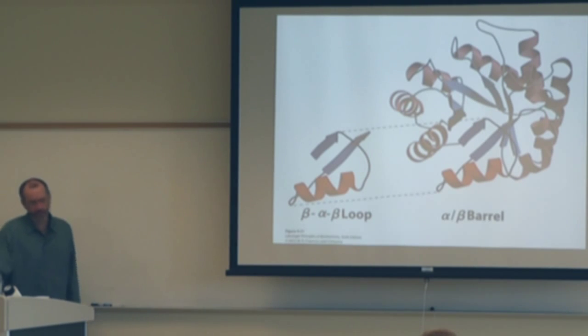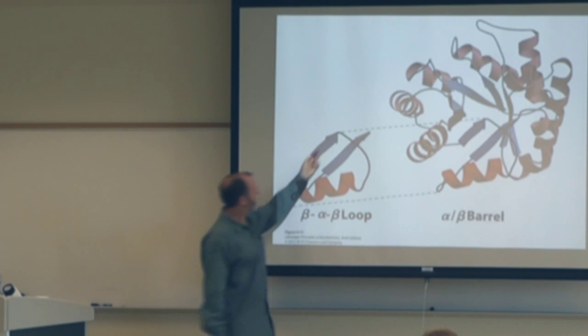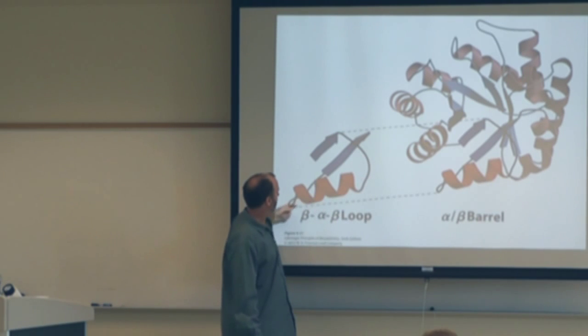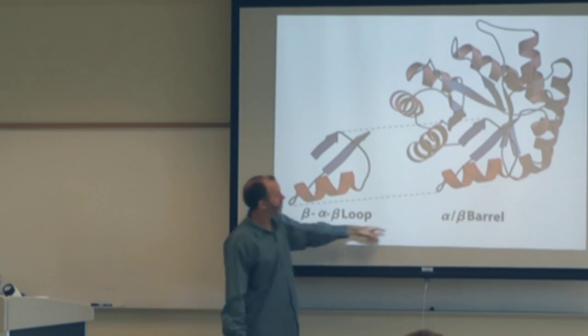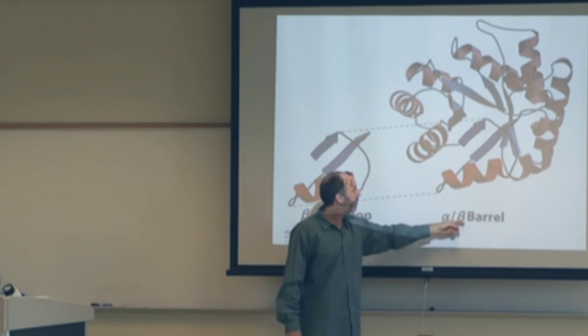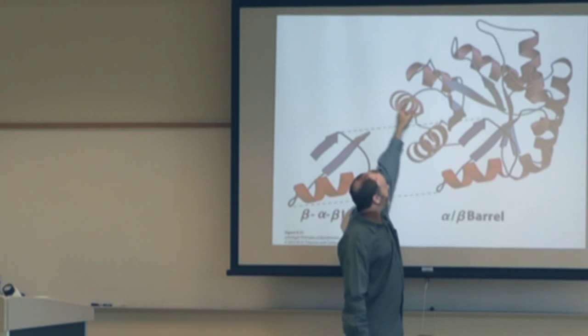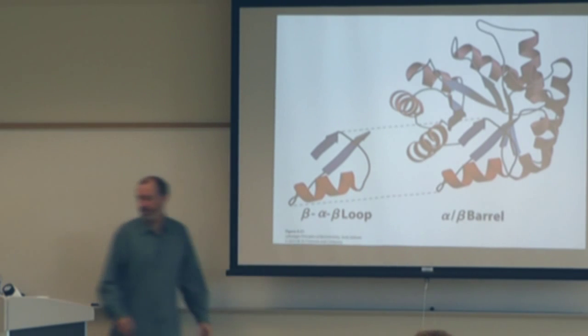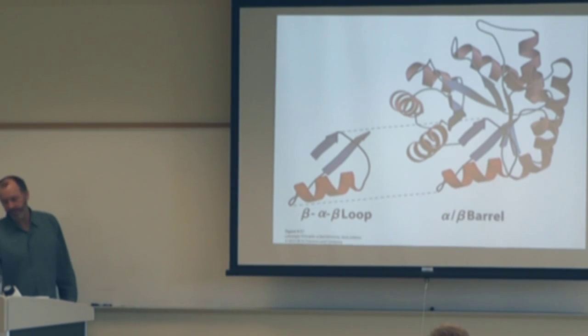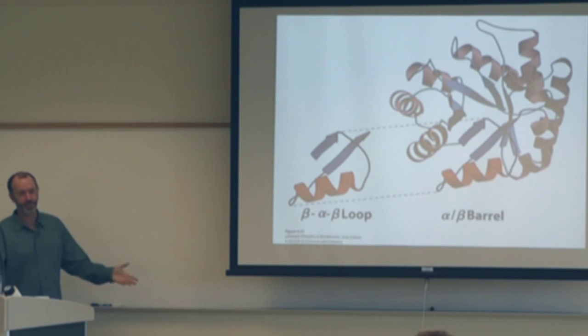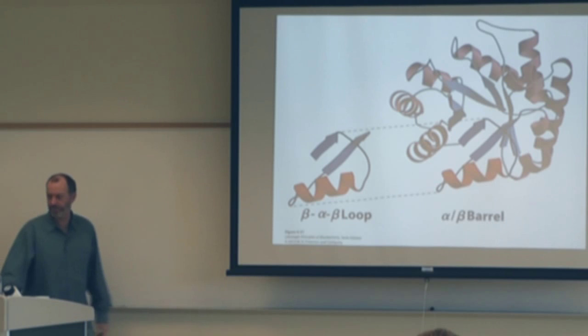Beta alpha beta loop is where you have parallel betas. It's beta, and then alpha helix, and then a beta. And then you can also have an alpha beta barrel where it's a combination of beta sheets and then alpha helices surrounding that beta sheet. So these are what's known as motifs that you're going to find in protein structures, repeated throughout different proteins.